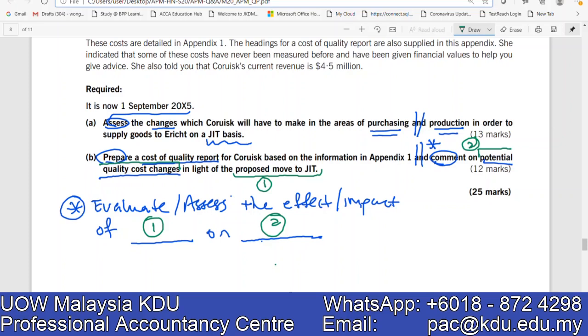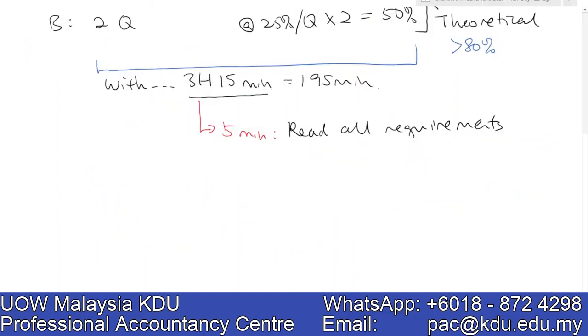It is a matter of what is the 1, what is the 2. The 1 and the 2 can change a lot, right? But this style is always there. And these kinds of questions usually carry very high marks. You see the marks? That is what I'm talking about. Okay, back to here.